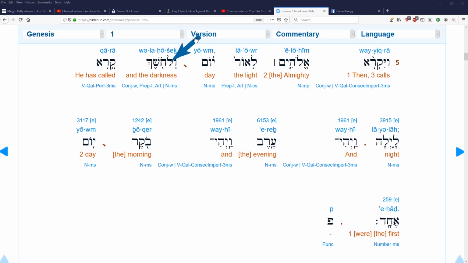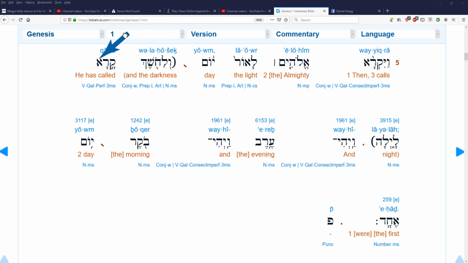That makes this statement with the kara, or the perfect, parenthetical. It's supplying background information which is off the timeline. That's why there's no wav consecutive here. So let's put some parentheses around the phrase to show this. Velachoshech kara laila, and the darkness he has called night.